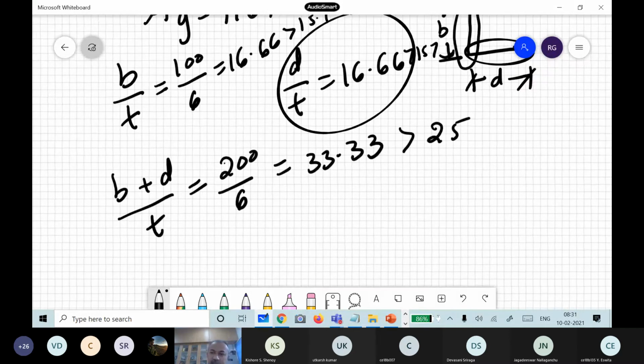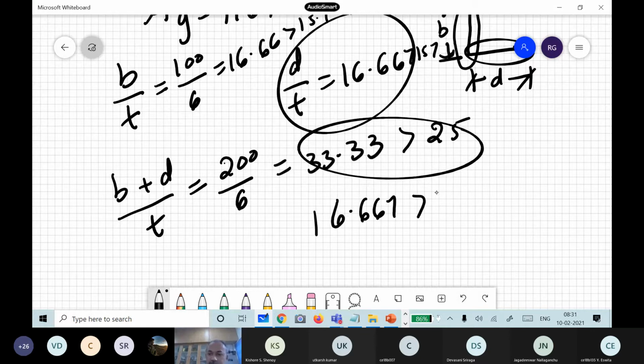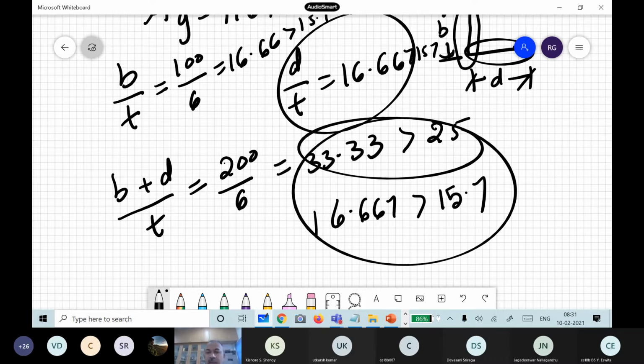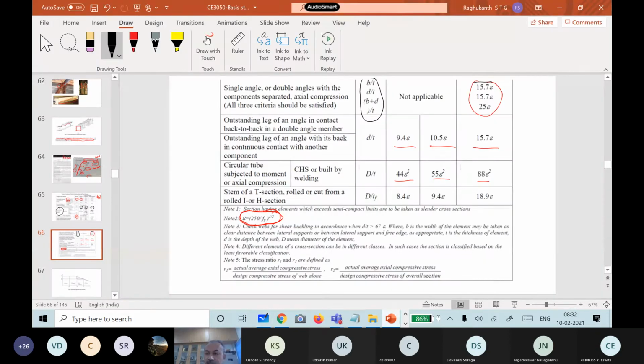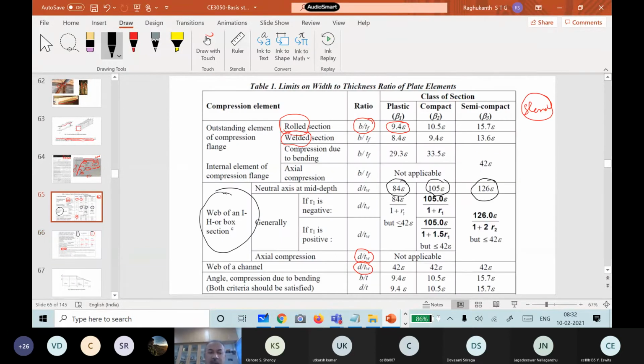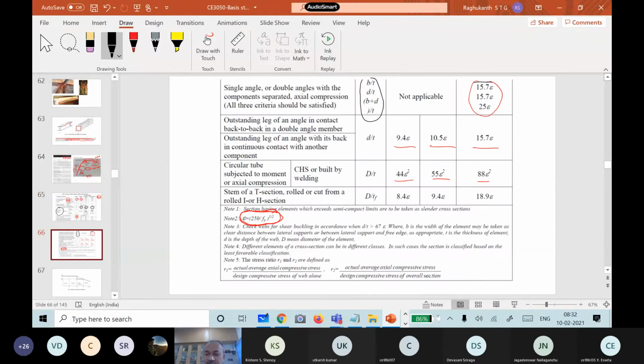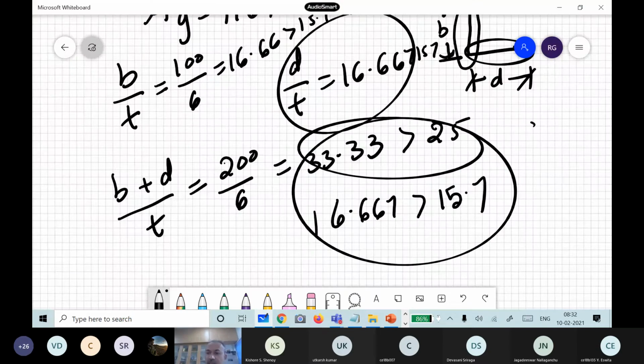So what type of section is it? Both the legs and the overall section, in both cases B plus D by 2, B by T, D by T, all three values are higher than what is specified in the code. What type of section is it? If it was less than 15.7, we could have classified it as semi-compact. But if they are more than this, what type of sections are they? Slender. Slender sections. Excellent. So these are all slender sections.